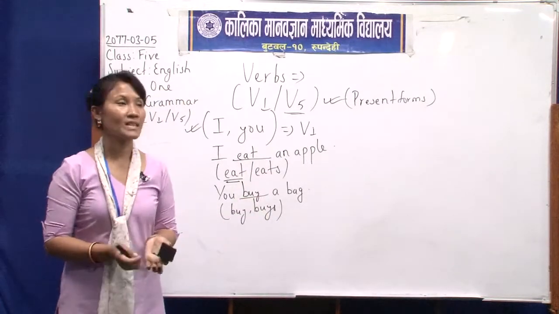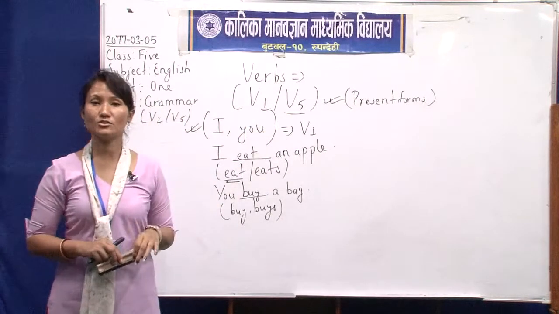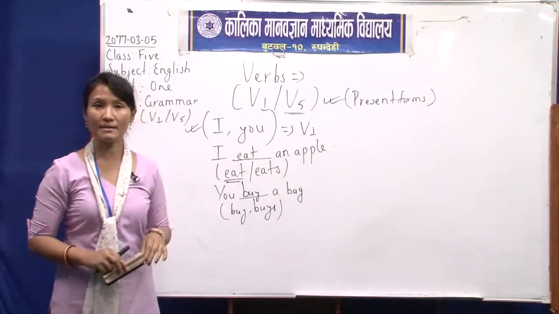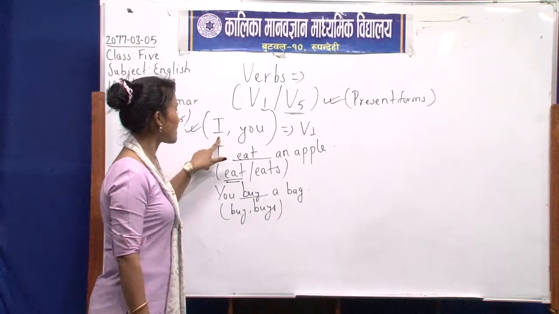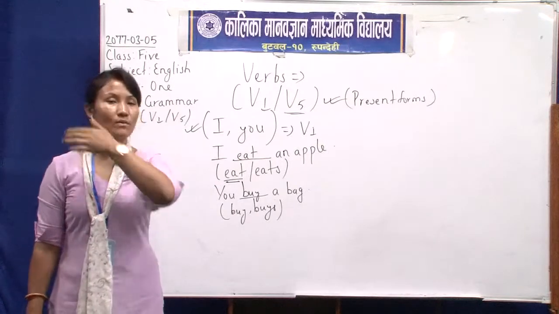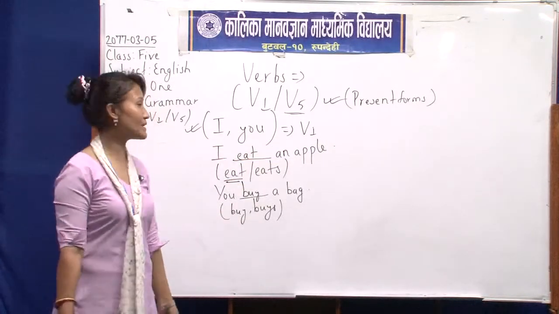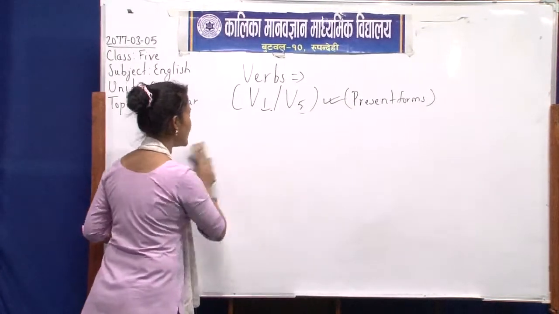In this way. Now, this is all about verb 1 and verb 5. Verb 1 is used with plural subject. Verb 5 is used with singular subject. And there is one exception that I and you, being singular, take what? They take verb 1. I guess you are clear about verb 1 and verb 5, okay? Now, let's do some questions. Let's do together.